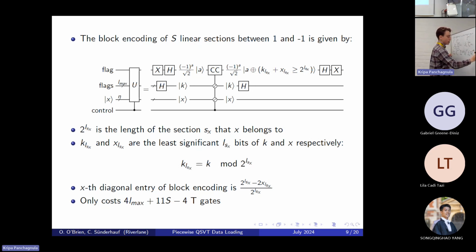So here the LSX is denoting how wide the region that the element X is in is, how many qubits you need to represent it. And so that's what that sort of cheating notation is. Yeah. So now we have this.